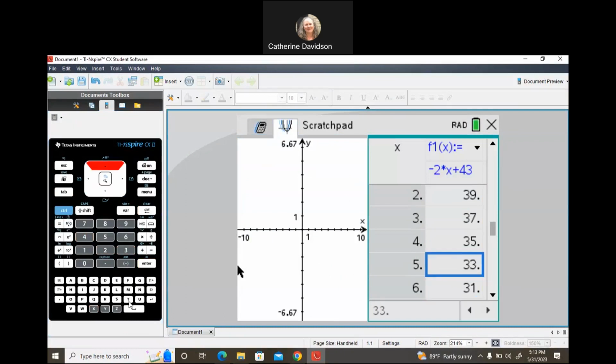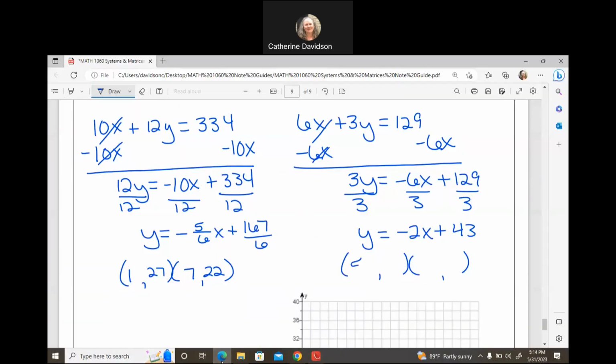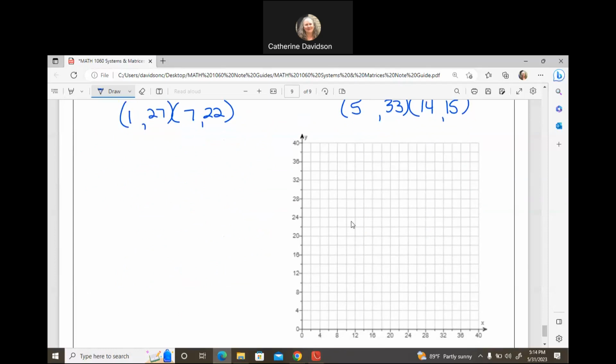Let's use 5, 33 and 14, 15. There's not any particular reason I picked these points other than they fit on here. And so again, both of these are going to be solid lines. So over 1 up 27. Over 7 up to 22.